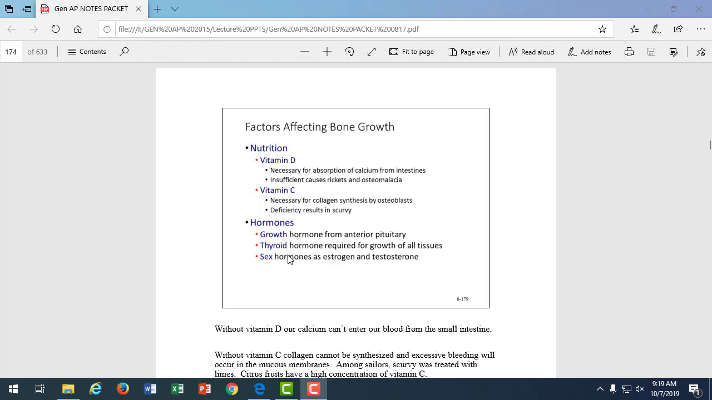And vitamin C, you can remember it, collagen starts with the C, and vitamin C is necessary for collagen. So we know that collagen is what makes our bones flexible, right? So you would have brittle bones if you didn't have enough collagen. And if you don't have enough calcium either, right? You need both of those to make strong, hard bones. So vitamin C is necessary.